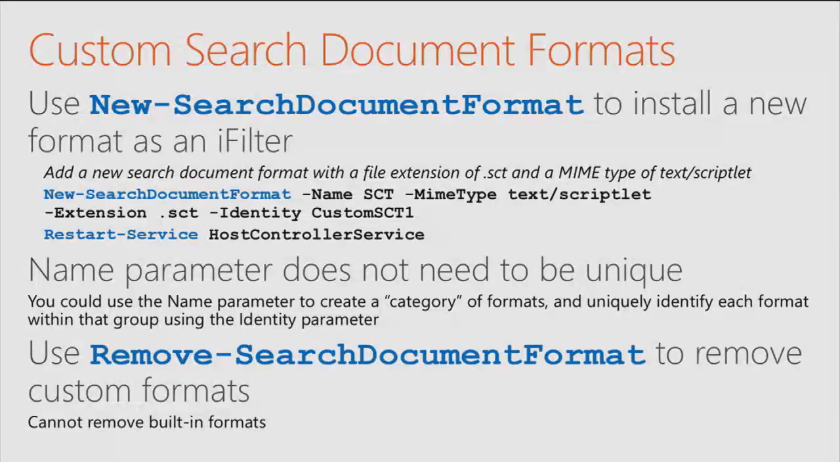The other thing I'll point out is I've given that search document format a name of SCT. The name itself actually does not need to be unique. So you could use that same name for multiple search formats and basically create a new category of document types that are being searched as a result of all having the same name field. And then, of course, the Remove-SearchDocumentFormat cmdlet can be used to remove custom formats. It cannot be used to remove any of the built-in formats, but it can be used to remove any of the custom formats that you create with New-SearchDocumentFormat.